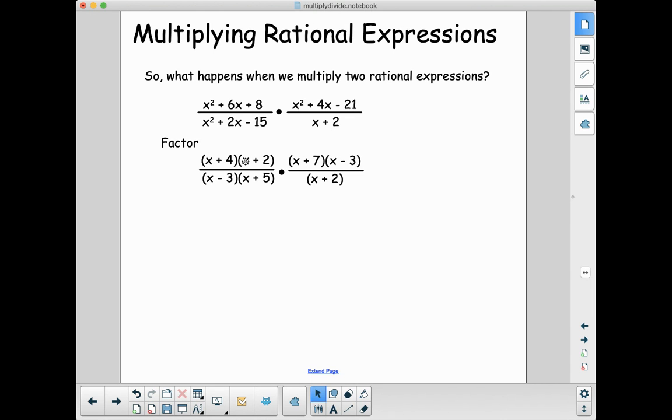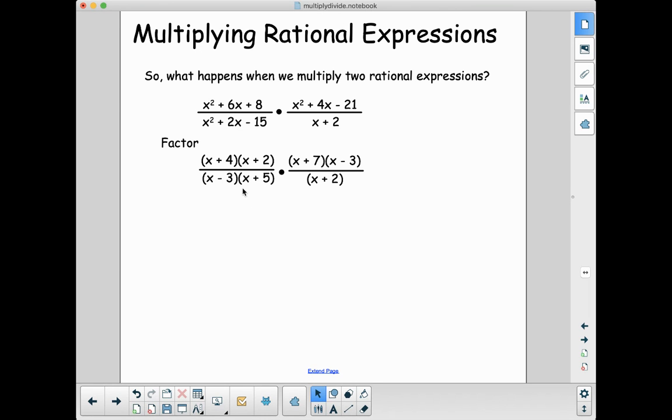So we end up with x plus 4 times x plus 2, because 4 times 2 is 8, and 4 plus 2 is 6. Here we have x plus 7 times x minus 3, because 7 times -3 is -21, and 7 minus 3 is 4. And for this one, we have x minus 3 times x plus 5, because -3 times 5 is -15, and -3 plus 5 is +2.